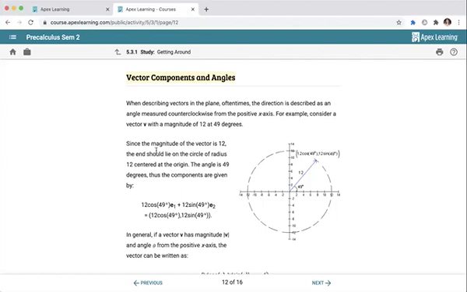So for example here, if we look at a vector with a magnitude of 12 at 49 degrees, our x and our y coordinates are based on cosine and sine, just normal trig functions that we've talked about. So it's 12 cosine of 49 and 12 sine of 49, again depending on x and y. So the magnitude of the vector, 12, lies on the circle of radius 12 centered at the origin.